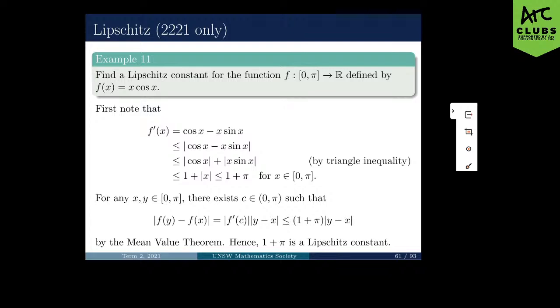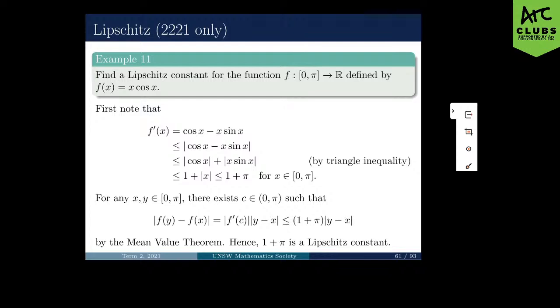Okay, so moving on to the next example. We want to find a Lipschitz constant for the function f defined by f of x equals x cos x. One of the theorems that I think is quite commonly used when finding Lipschitz constants is the mean value theorem, so we're going to be applying that here. To use the mean value theorem, the function needs to be continuously differentiable, and we'll also need to differentiate the function.